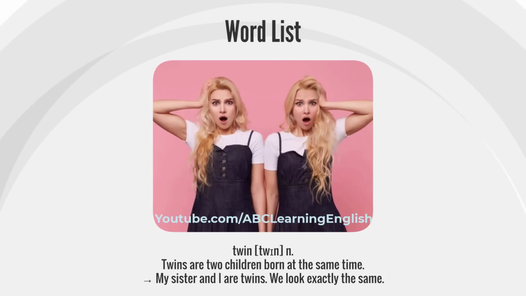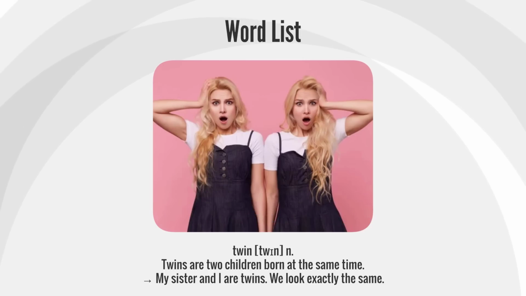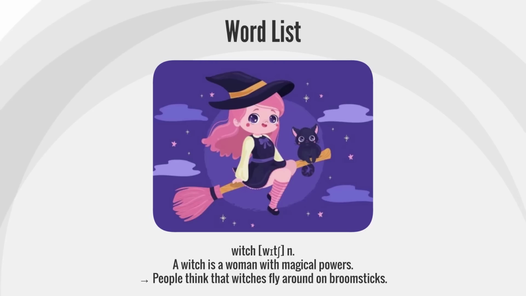Twin. Twins are two children born at the same time. My sister and I are twins. We look exactly the same. Witch. A witch is a woman with magical powers. People think that witches fly around on broomsticks.